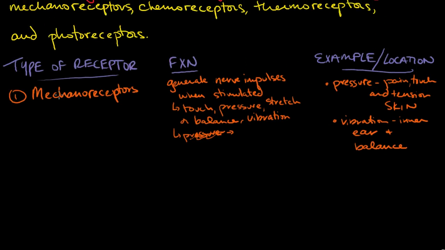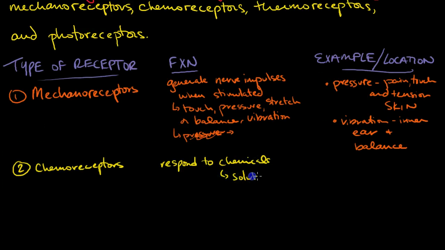Oh, I'm running out of space here. So let's pick a different color. We're going to talk about chemoreceptors. Their function is to respond to chemicals in the environment, specifically solutes and vapors.